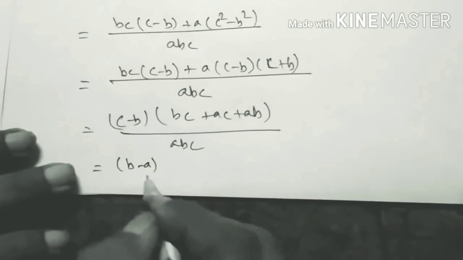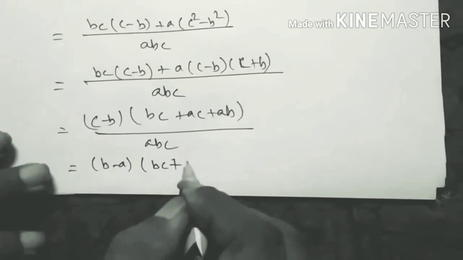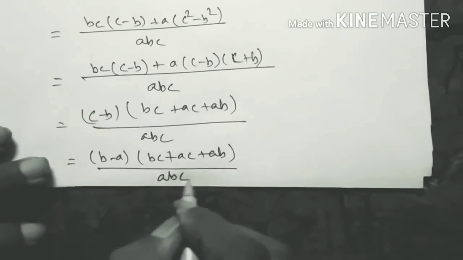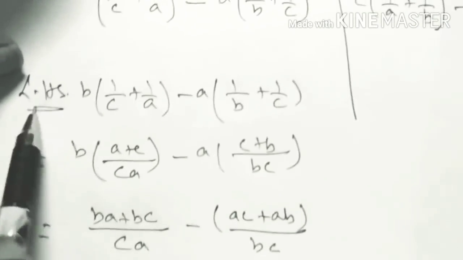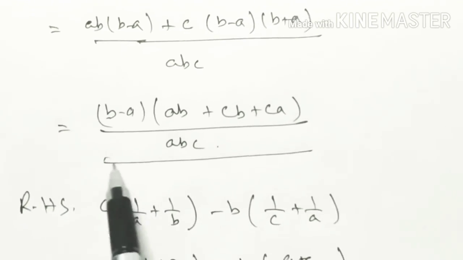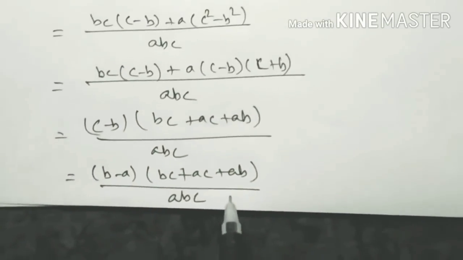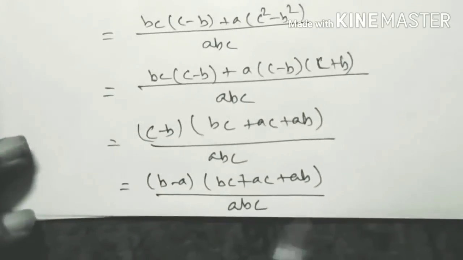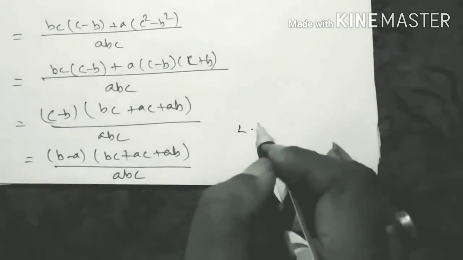So (B minus A) in bracket (BC plus AC plus AB) by ABC. Now you see the left hand side result is this, and the right hand side result is this. When you compare the left hand side and the right hand side, they are the same. So LHS is equal to RHS.